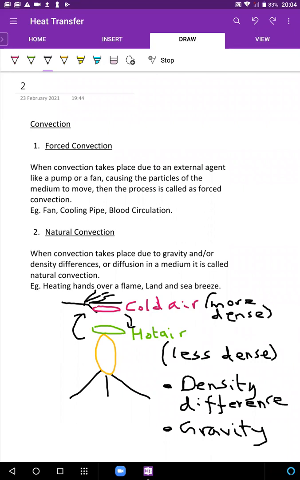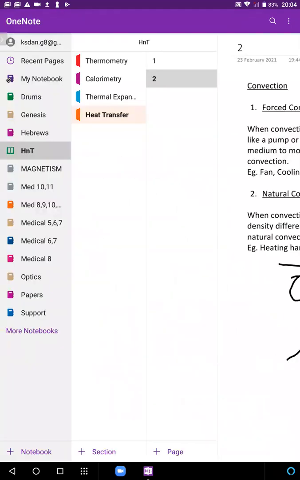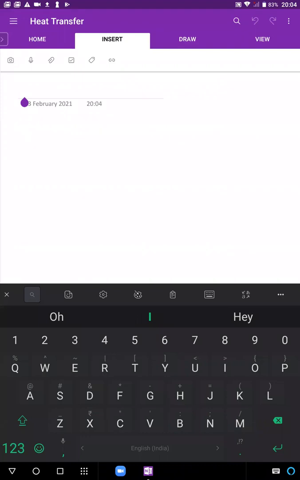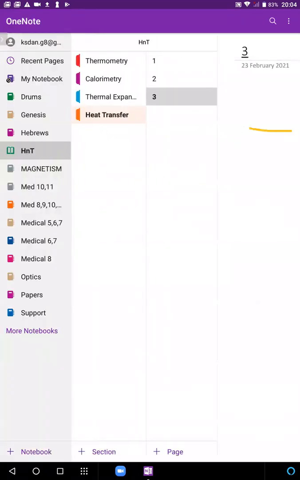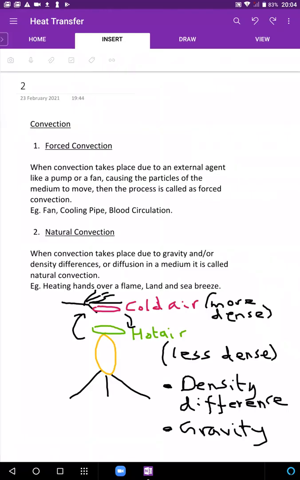One of you is asking me why I've written "and/or". So in this example, it takes place due to gravity and density difference. Sometimes this transfer can take place only due to density difference. An example of that is land breeze and sea breeze. To just keep it very simple, not to complicate. Sir, wait. Write this down.